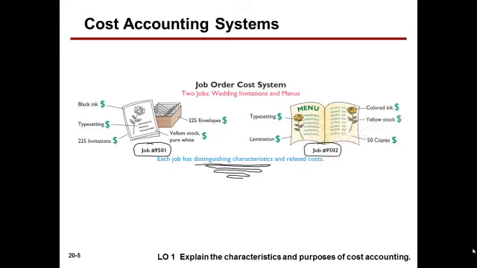Here's a graphic of a job order cost system. We see there are two separate jobs here, 9501, 9502, both printing jobs but different specifications. So each job having a distinguishing characteristic, costs will be calculated separately for each job. No jobs may ever be alike, therefore different costs.